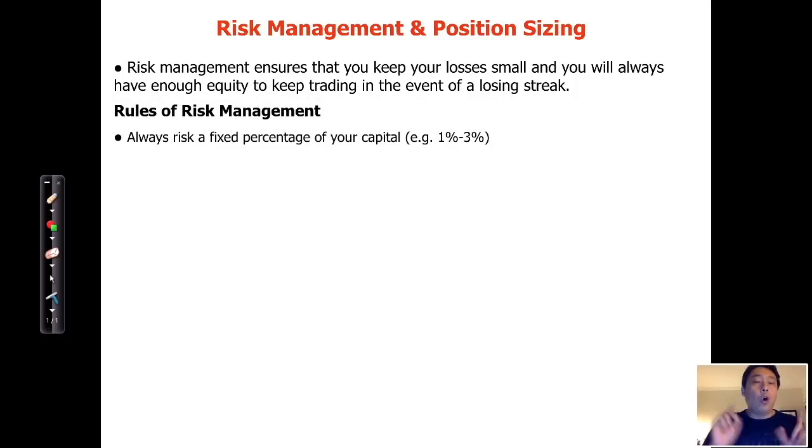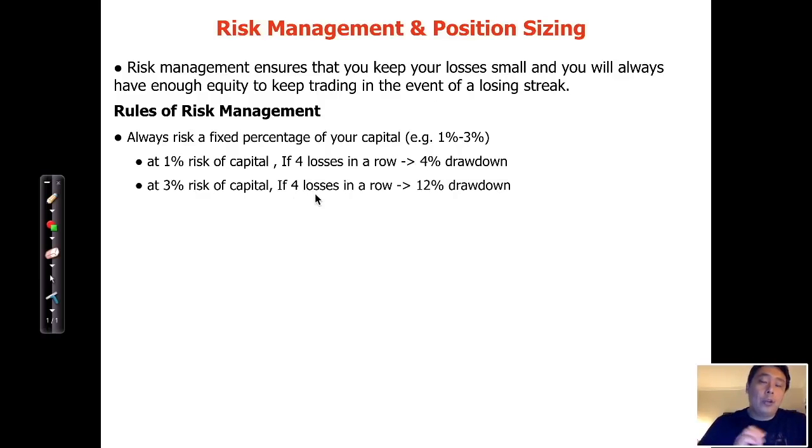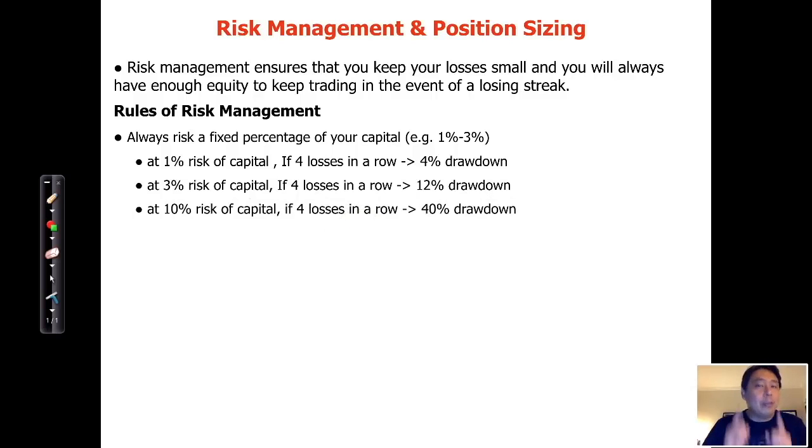Rule number 1, always risk a fixed percentage of your net liquidation or capital. Again, cap it between 1% to a maximum of 3%. Remember, when you risk 1%, if you get 4 losses in a row, that's a 4% drawdown on your capital. At a 3% risk per trade, with 4 losses in a row, you're getting a 12% drawdown on capital. But if you risk 10%, which you should never do, right? Remember, 4 losses in a row and you're down 40% of your capital.